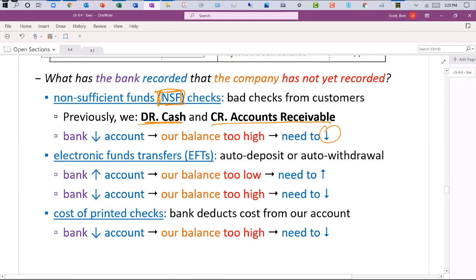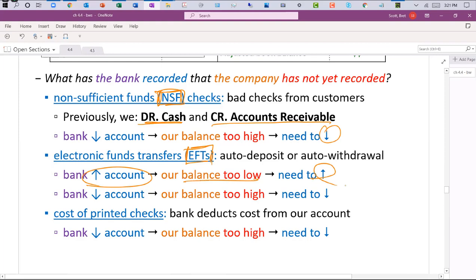EFTs, believe it or not, you guys do this on a regular basis. If you work for a company that automatically will direct deposit your paycheck into your checking account, that means that your bank account will increase when your employer directly deposits your paycheck. You may not know about it, so your own personal records will show a cash balance too low. You'll need to make an adjustment upwards for those direct deposits.